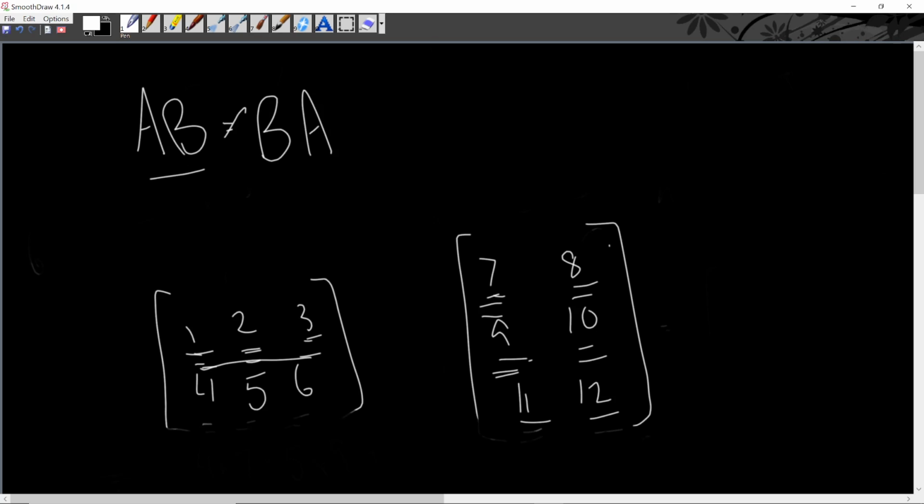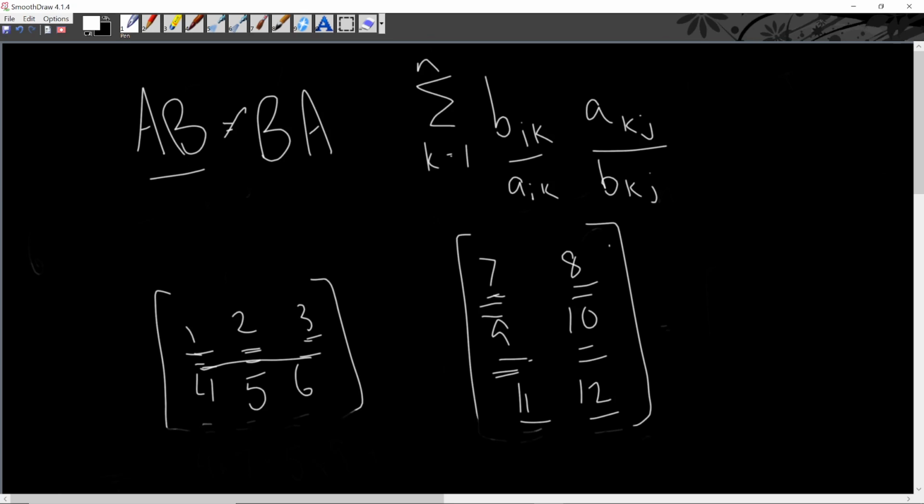That's because when you flip those, when you have that B, I, K, and then A, let's write down our subnotation again. It starts at K equals 1 to N, and you have B, I, K instead of A, I, K, and A, K, J instead of B, K, J. You're actually multiplying and summing completely different elements, of different sizes.